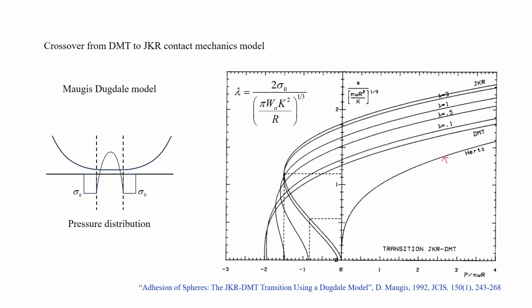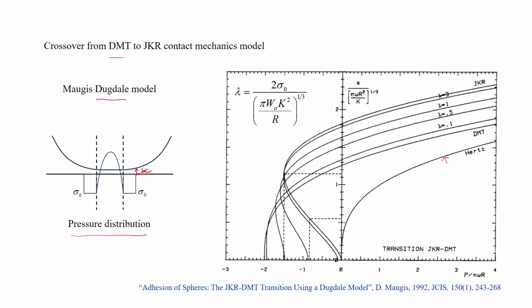This curve is for Hertz mechanics, then DMT, and then JKR. Moses assumed the Dugdale model that I discussed in the last class, considering the adhesion between this sphere and this surface. Within this distance delta c, the force is constant, that is sigma 0. That is the Dugdale model.